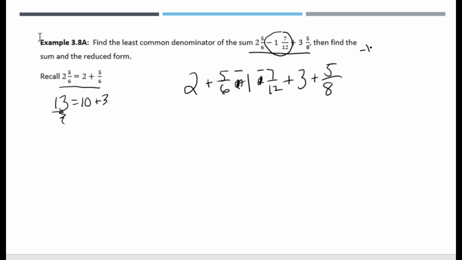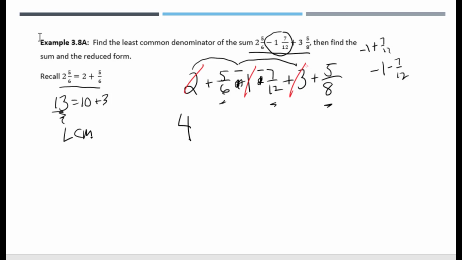It's not negative 1 plus 7 twelfths. It's negative 1 minus 7 twelfths. So I'm going to add up all the whole numbers, use the commutative property, right? 2 minus 1 is 1. 1 plus 3 is 4. So that gets rid of this, this, and this. And now I just have to deal with the fractions. So I have 5/6 minus 7/12 plus 5/8. And I need to find the LCM of 6, 12, and 8.